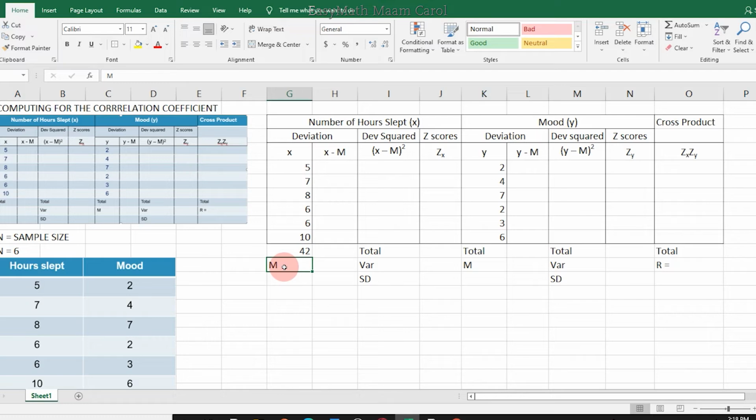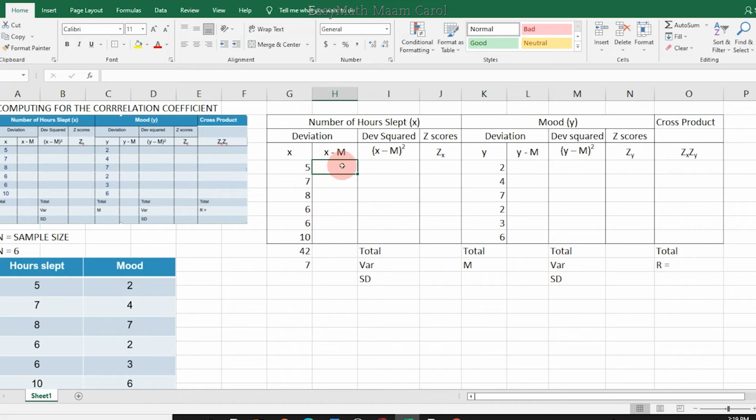And M stands for the mean. So the formula for that is equal to, this one, so that those who are writing the program can follow. The sum of x's divided by our n, which is 6. Okay, so divided by 6. And that's 7. So, the average value of this is 7.